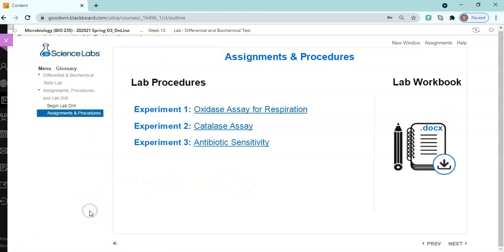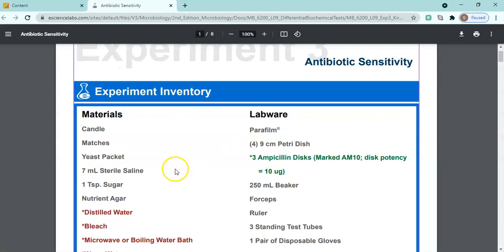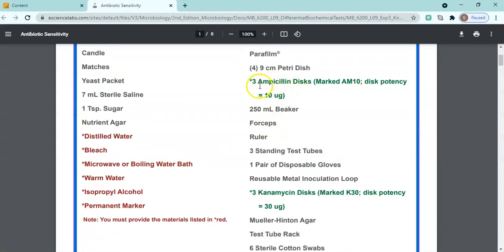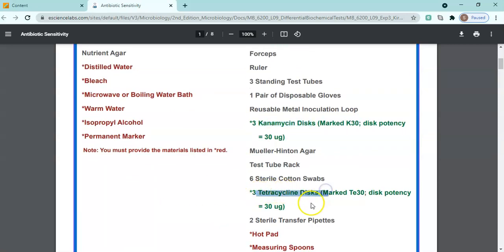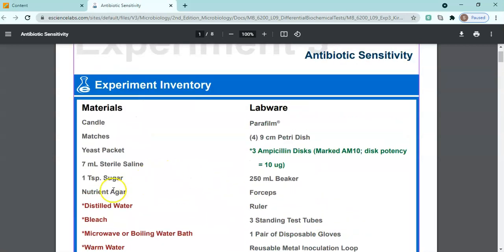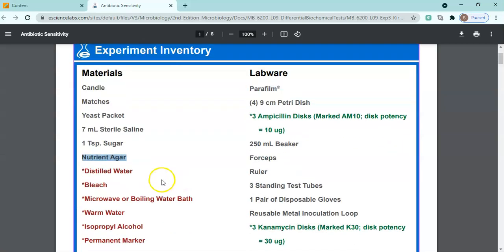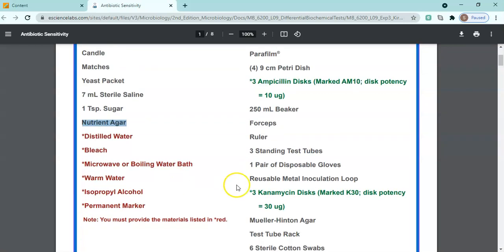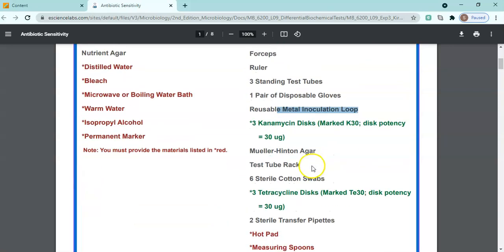So as you go through, make sure that you go through not only the antibiotic sensitivity lab, make sure you understand the different types of antibiotics that were used, ampicillin, kanamycin, and tetracycline. Make sure that you're also familiar with the agars again that were used, nutrient agar in this case. Remember that anytime that we inoculate our dishes, we always use the inoculating loop. The metal inoculation loop is what's used to inoculate all of our samples.